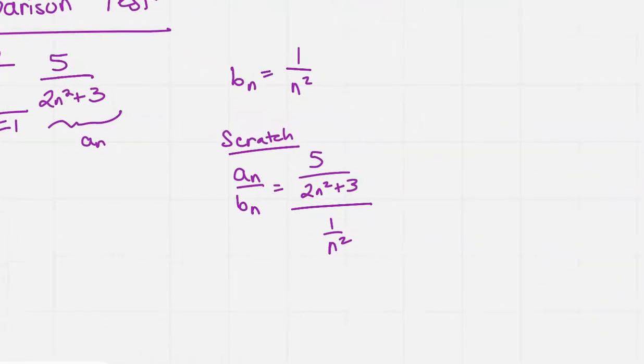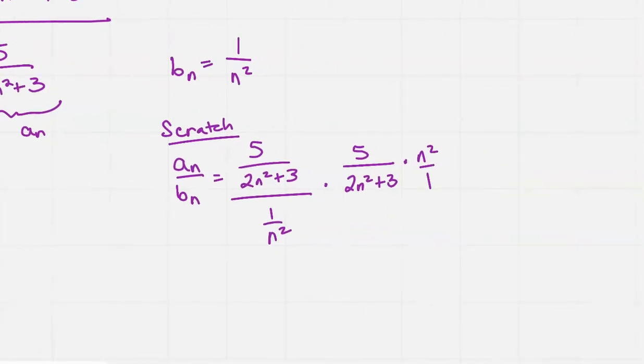And so let's just do a little bit of algebra here. 5 over 2n squared plus 3 times n squared over 1. And so then this is equal to 5n squared all over 2n squared plus 3.